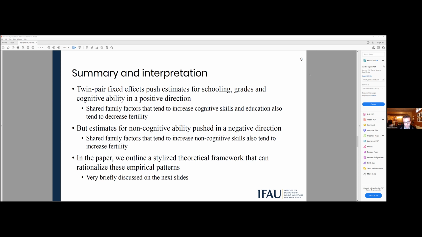So on the basis of these findings, these patterns, we outline a very simple, stylized framework that can help us rationalize these patterns. And I'm just going to very briefly say something about them on the next few slides here.